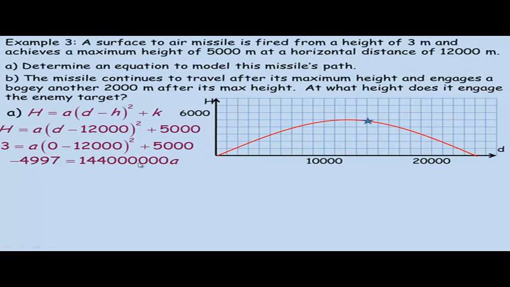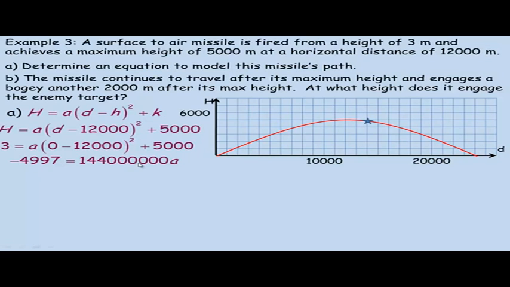So in the equation, we'll substitute 14,000 in place of d, because that's the horizontal distance it's gone since it was fired. 14,000 minus 12,000, of course, is 2,000. And so we would square 2,000, and then multiply by this negative 0.000035, and then add it to the 5,000. And you can tell it really hasn't fallen much. It's only a little bit below the 5,000. Its height is still 4,860 meters. So that's the height that it would engage this enemy target at, 4,860 meters off the ground.